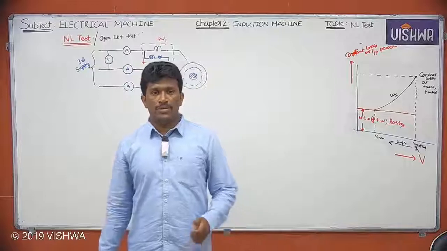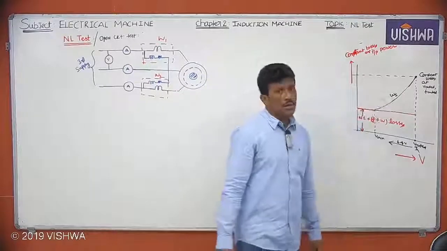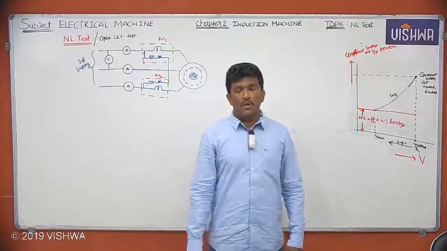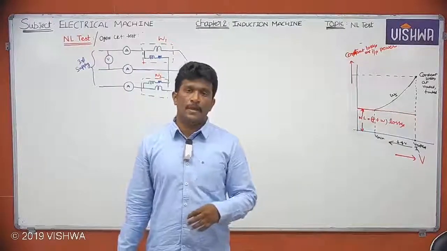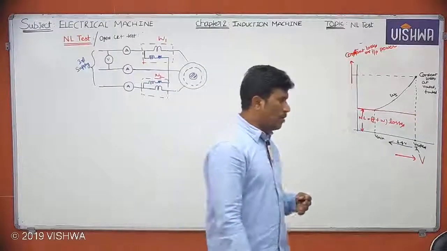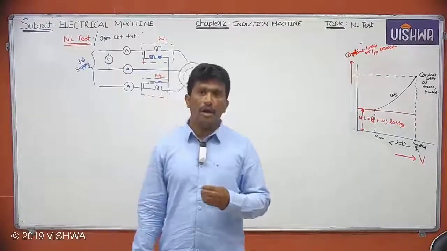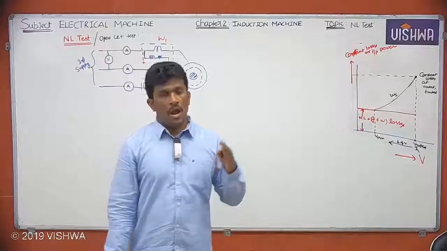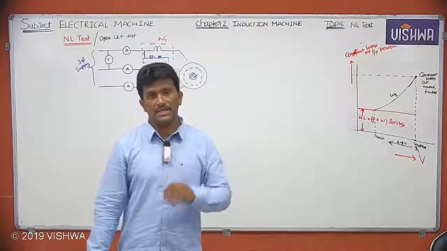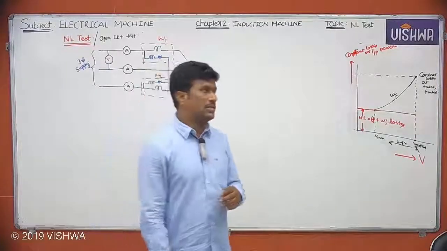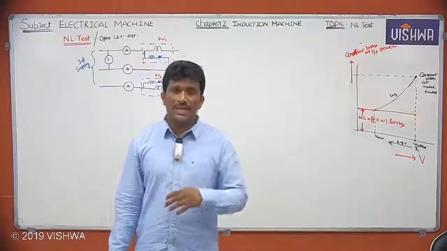Hi friends, welcome back to the new session. In the last session we started the no load test on induction motor. We explained how we have to find the constant losses, how we have to find the shunt branch parameters, and how we have to separate the constant losses as iron losses and mechanical losses.